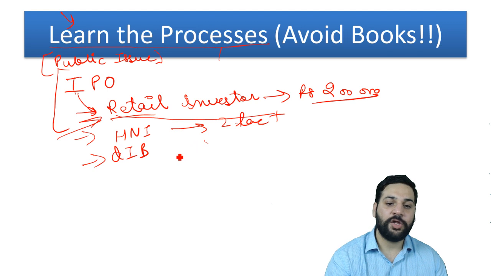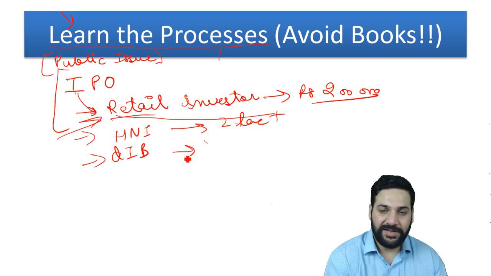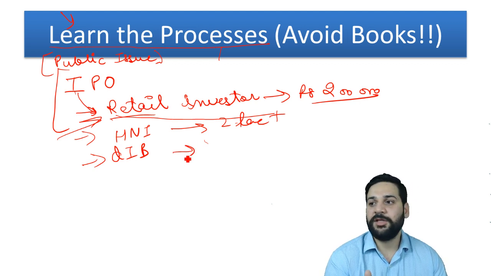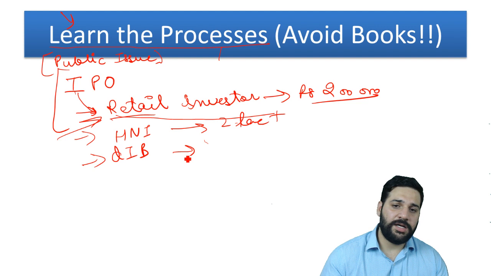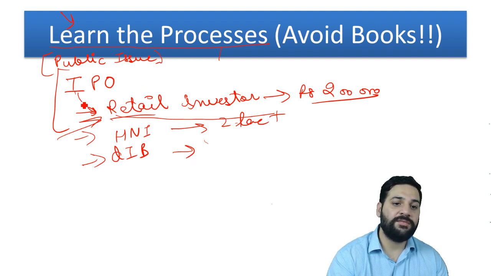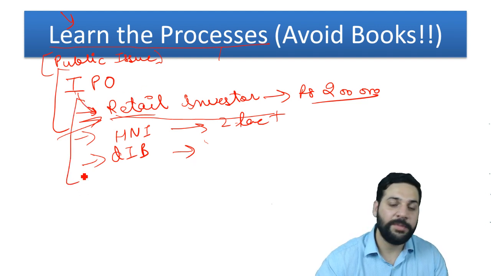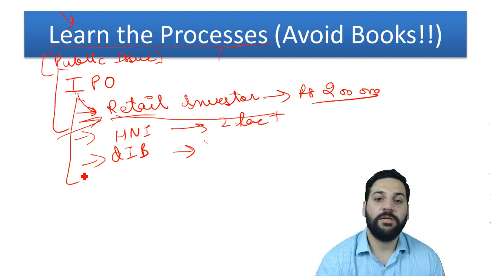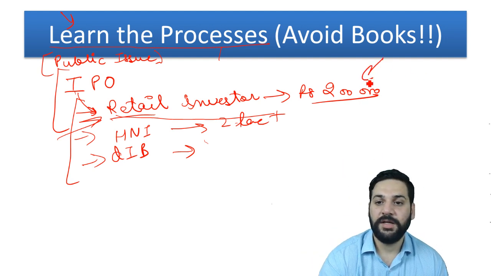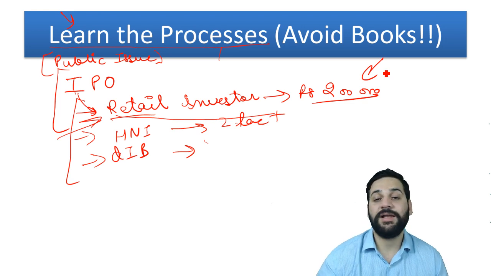And then there are QIBs. This is LIC, mutual fund companies, insurance companies, pension funds, all those, right? So there is a proper quota that is actually given to the retail investor, HNI and QIB. 15% is for the retail investors. So that thing is really important. There are a lot of changes during the last few years.